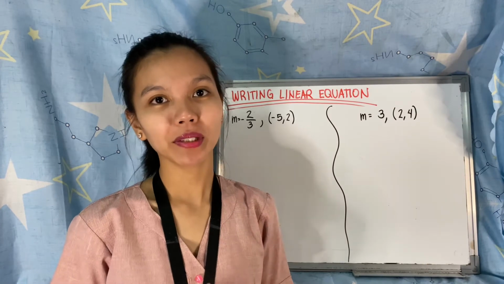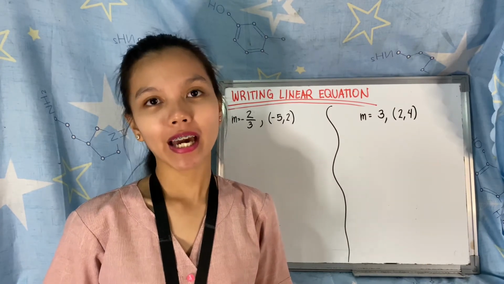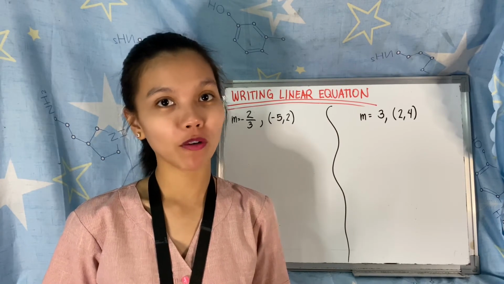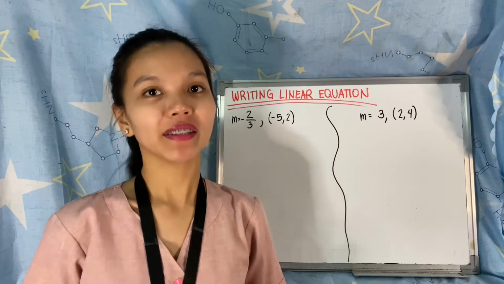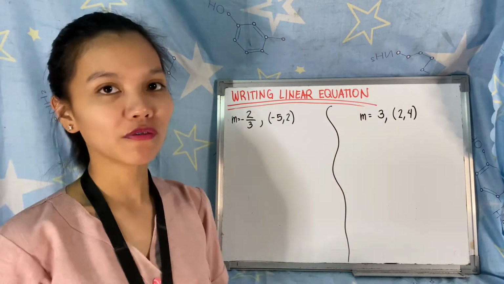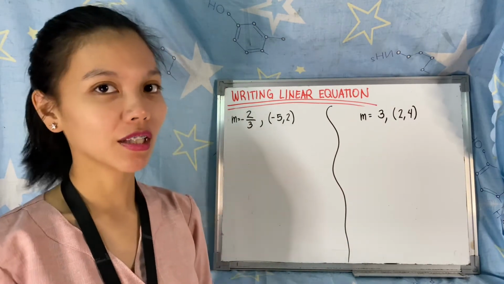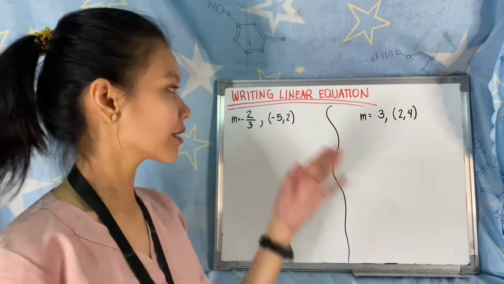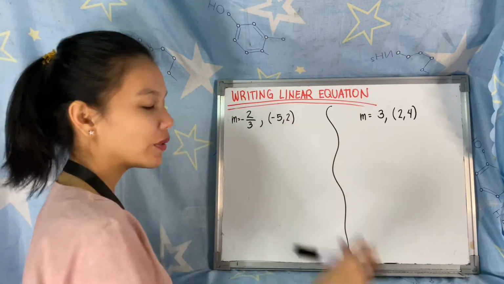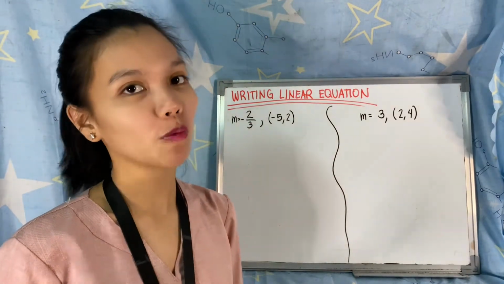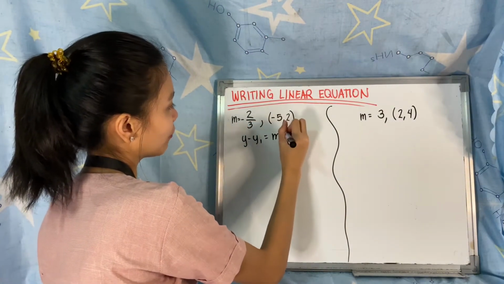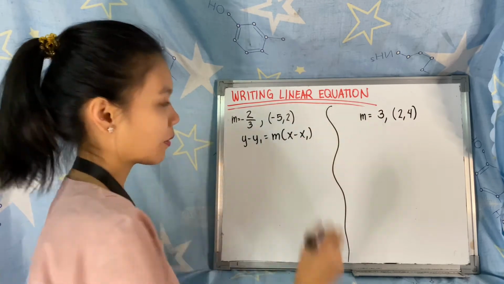Okay, so now we are going to write linear equation using a point and a slope. So, gagamitin natin dito yung tinatawag natin na point-slope form. So, we are going to find the equation of the line of m is equal to negative 2/3 and negative 5, 2. So, yung slope natin is negative 2/3 and yung given point natin is negative 5, 2. So, ito yung ating tinatawag na point-slope form. So, we have y minus y sub 1 is equal to m multiplied by x minus x sub 1.